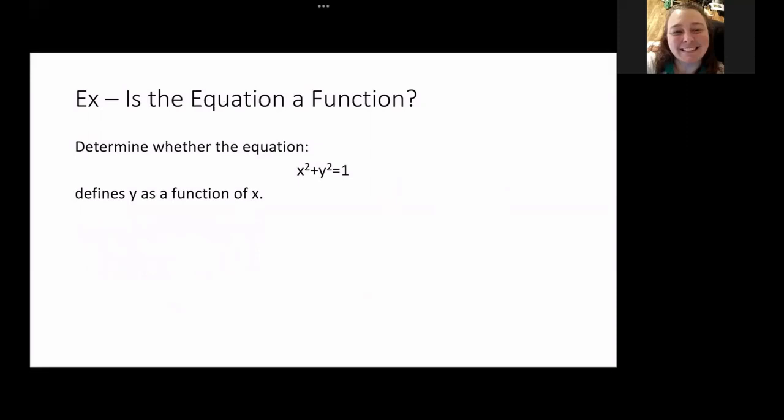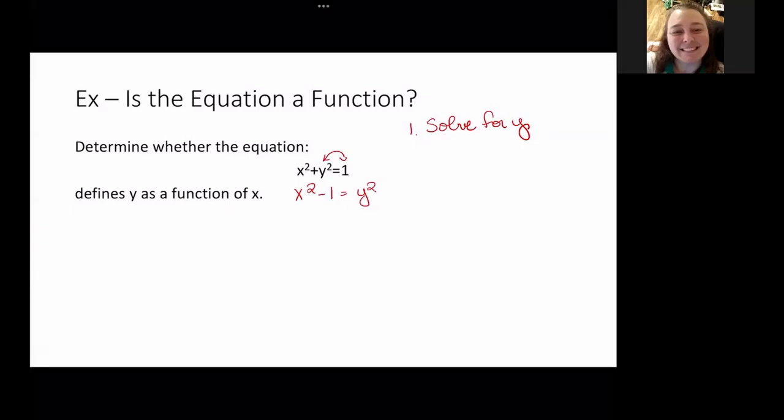Okay, let's expand this one more time. Let's look at an actual equation and determine whether this equation defines y as a function of x. In order to do that, number one, we want to solve for y and find out what that looks like. So here we've got x squared minus 1 equals y squared. I literally just flip-flopped these. So it's going to be a minus y squared. I just moved them around.